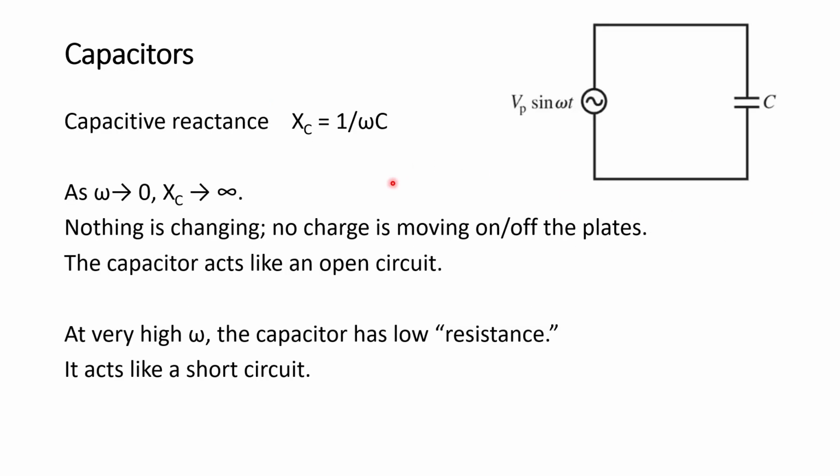So we have the capacitive reactance. It's 1 over omega C. So we think, how does the frequency change that? Well, as omega goes down to 0, that reactance goes to infinity. It's no longer alternating current if the frequency is 0. In that case, nothing is changing. There's no charge moving on or off the plates, and the capacitor acts just like an open circuit. However, at a very high frequency, the capacitor has a low "resistance," and I put that in quotes. It acts like a short circuit.